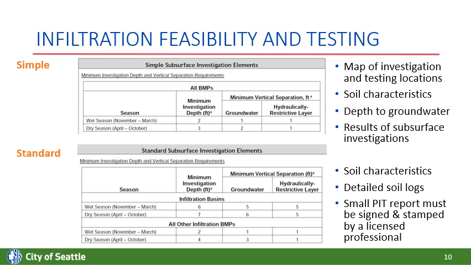It's going to be 1 foot below the proposed facility for groundwater, 1 foot for hydraulically restrictive soil, and 2 feet below for groundwater if conducting in the dry season, and still 1 foot for hydraulically restrictive soil. The standard subsurface investigation elements: if you look at the previous slide, if you're infiltrating more than 2,000 square feet of impervious surface, you have to do a standard subsurface investigation. So this table is going to change a little bit here. If you look at the all infiltration BMPs, the second portion of that table, the dry season investigation depth is a little deeper than it is for the simple subsurface investigation. And again, the standard one is required for any project with more than 2,000 square feet of impervious surface infiltrated on site.